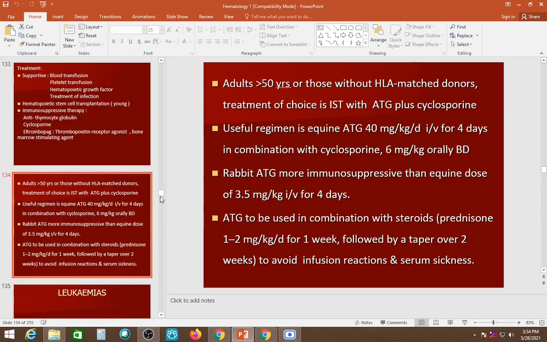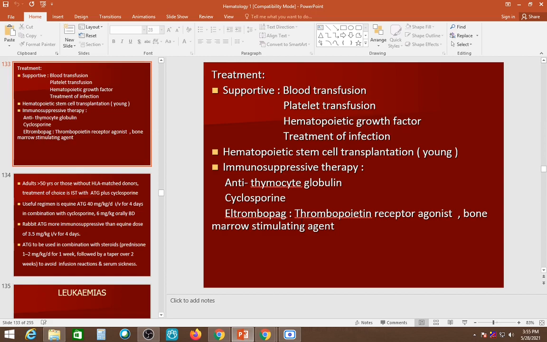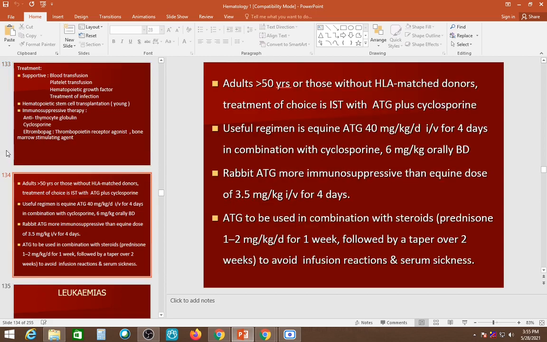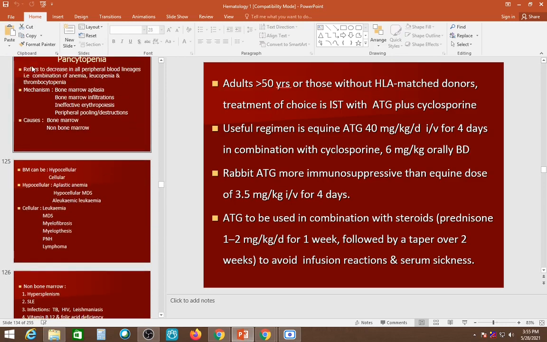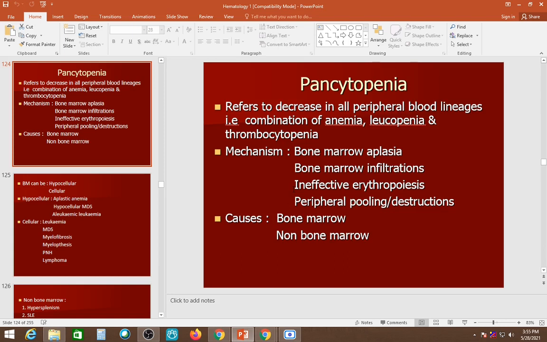And the ATG, remember the regimen, the two types, it can be the equine or the rabbit one. The doses are different, combined with oral tablet cyclosporin. And when you give ATG, you have to start in combination with steroids in order to avoid the infusion reaction and serum sickness. Okay? So I think today is the end for this class. Next class we'll be talking a bit on leukemia. So are you clear? I want you to remember this classification of pancytopenia, because from this I'll be teaching the causes. Okay?